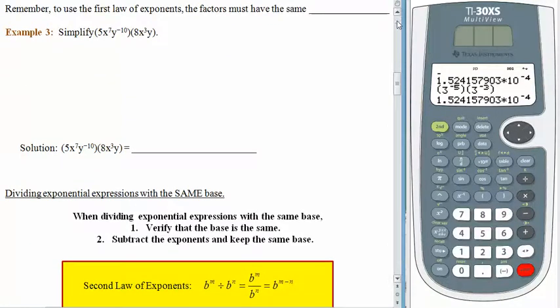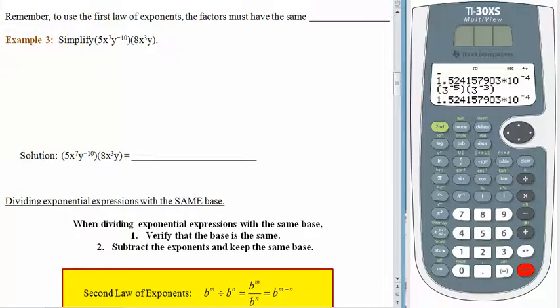All right, so we've flipped the page, and that means the rule is covered up. But we know that in order to use the first law of exponents, the factors have to have the same base. Right? It was b to the m power multiplied by b to the n power, and we had the same base. So if we have something a little more complicated, like 5x to the 7th power y to the -10th power multiplied by 8x to the 3rd power times y, we're going to have to regroup this a little bit.